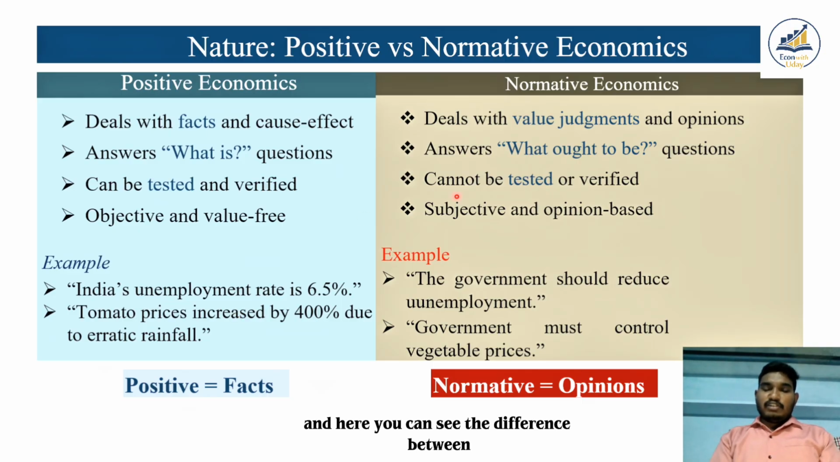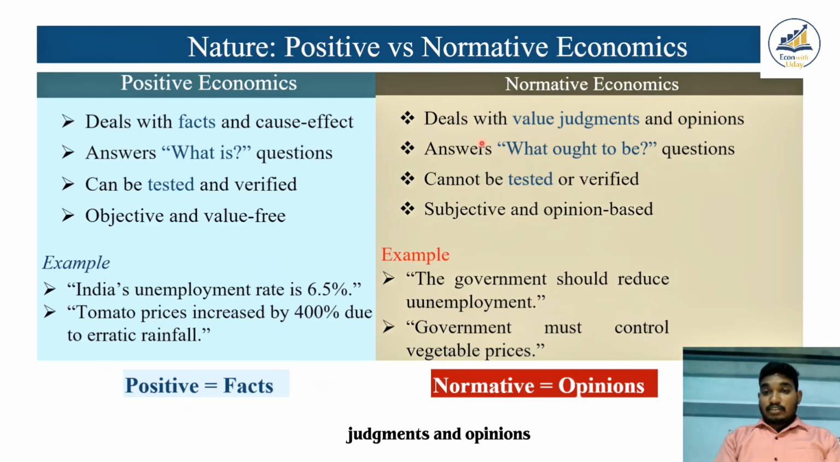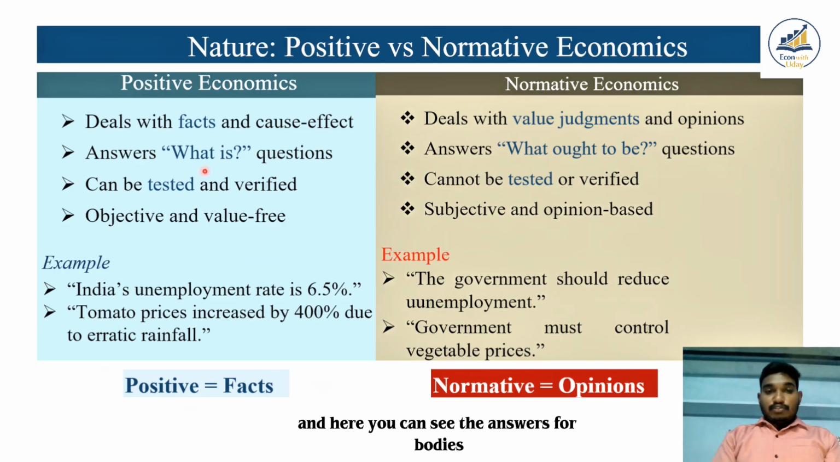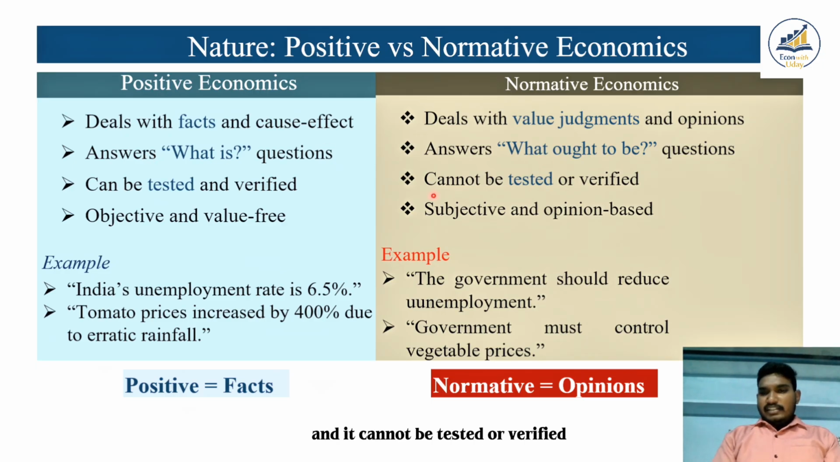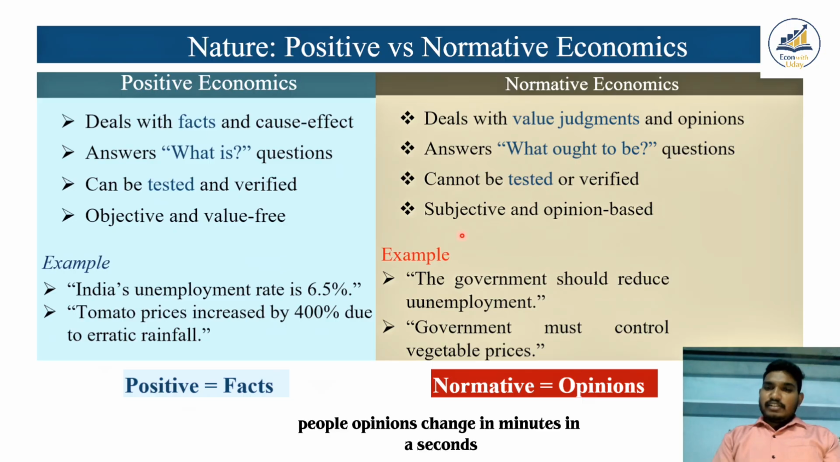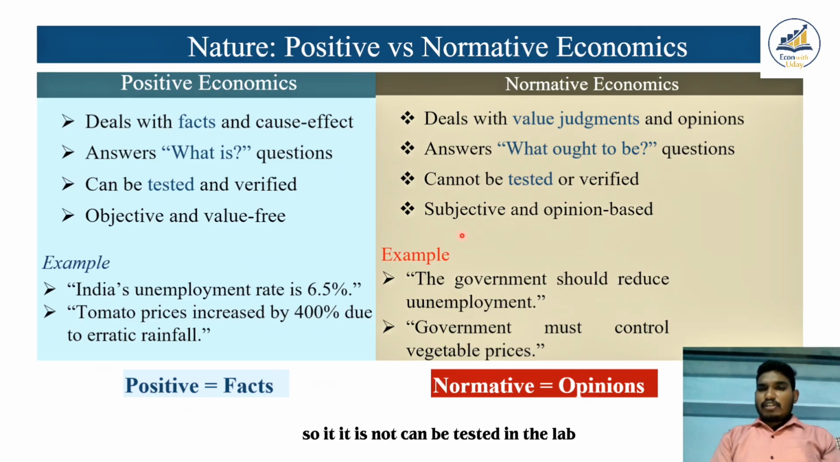And here you can see the difference between positive and normative economics. Normative economics deals with value judgments and the opinions of people. It answers what ought to be questions, while positive economics answers what is. It cannot be tested in labs and it cannot be verified. It is subjective and opinion based. People's opinions can change in minutes, in a second. So it is subjective and opinion based.